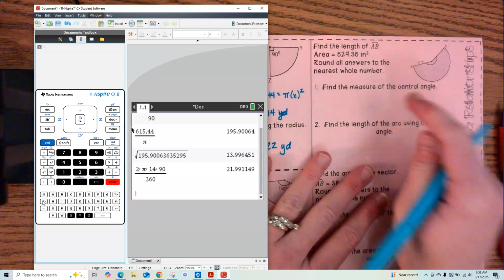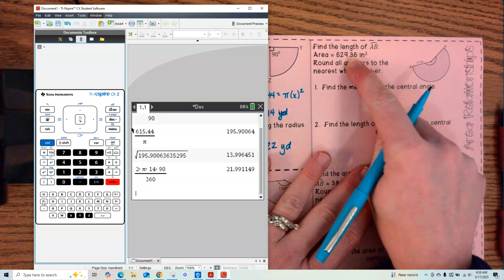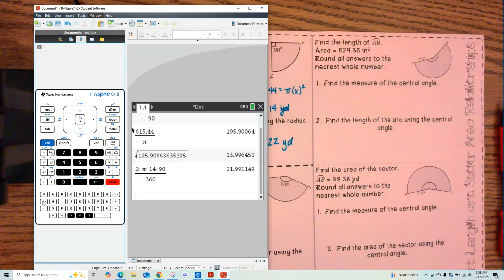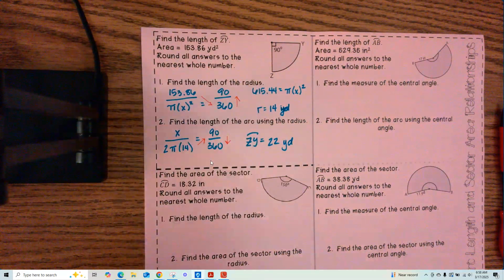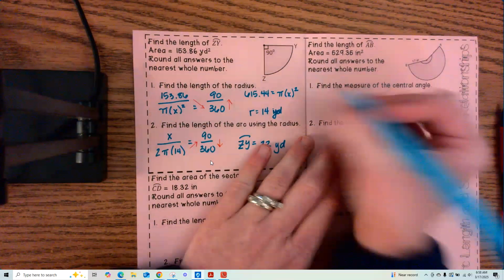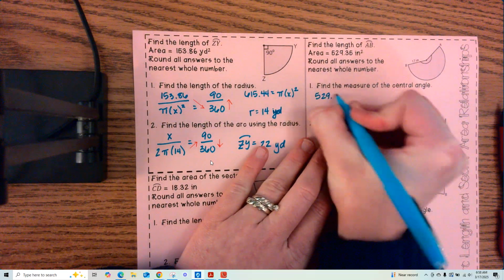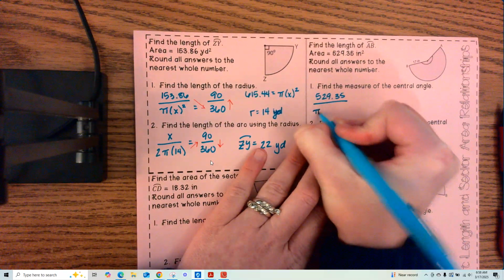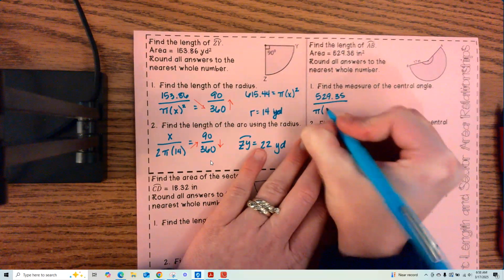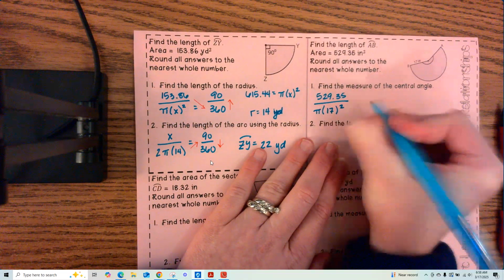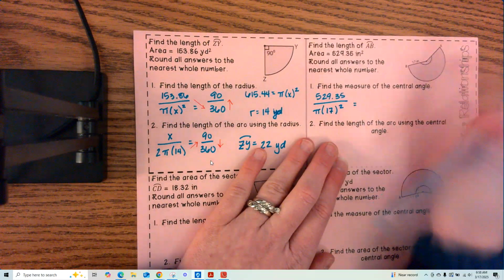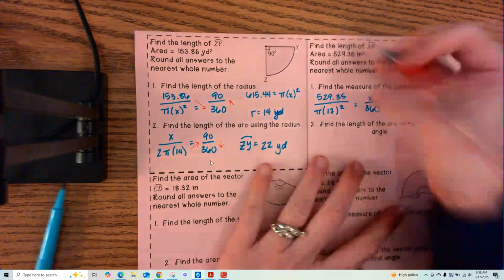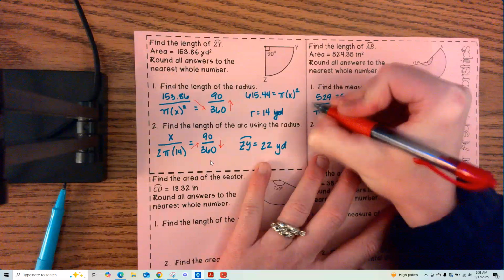All right. Find the length of AB. If the area, so they give us the area, we're rounding all of our answers. So this time we're finding the measure of the central angle. So we have the area again. We're going to use this. So the area over the area of what the entire circle would be. So pi, here's our radius. So we have the radius this time, equals, what we're looking for is this central angle. So x over 360. So we can cross multiply and divide.